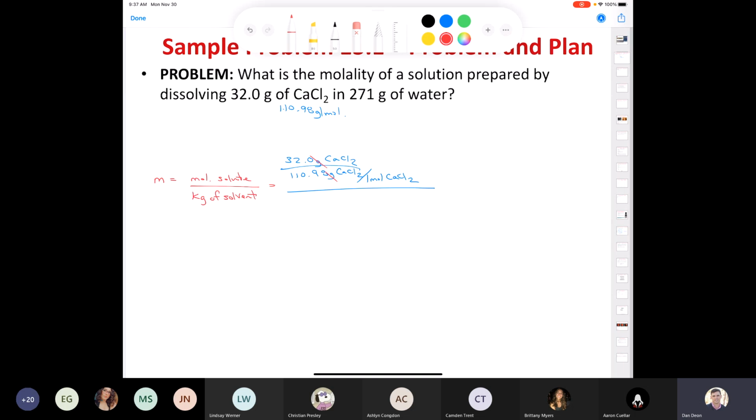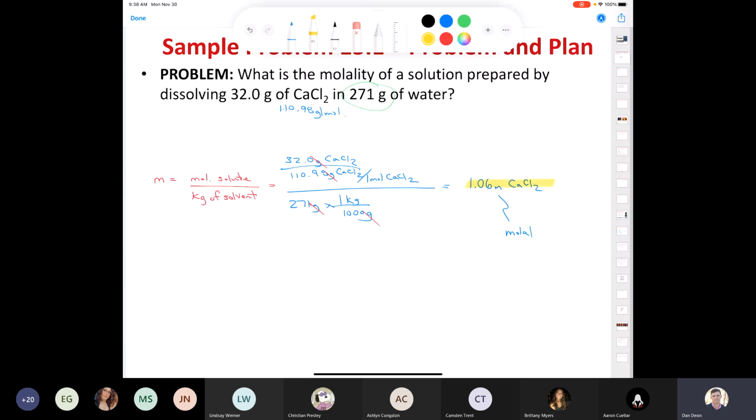And then for kilograms of solvent, they've given me the mass of the water in grams, but we know that there's 1,000 grams in a kilogram. So let's do all that math in the denominator. We'll put here 271 grams, and we've got 1,000 grams in 1 kilogram. Again, you can see that the units of grams cancel. And when we work all that out, we get 1.06, so 1.06 molal. That's how we say it: molal calcium chloride.